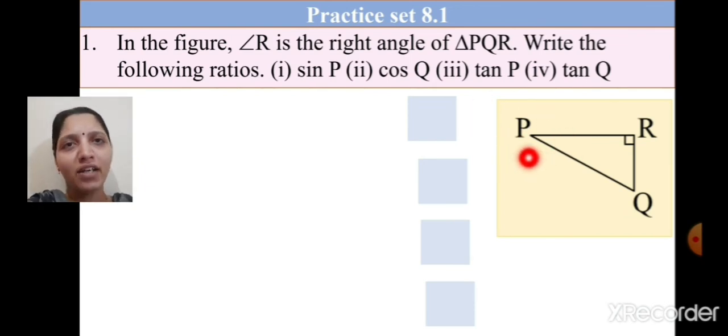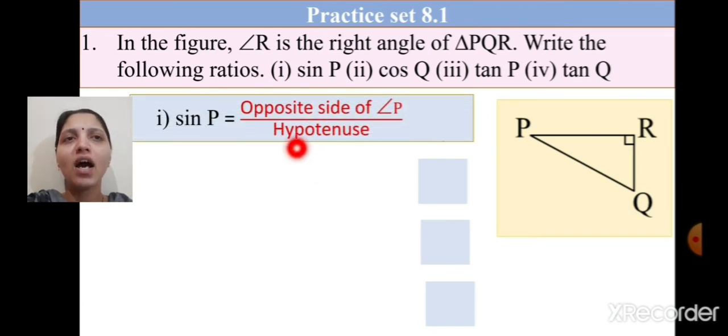So if you want to find the sine ratio, you can write here sin P. Okay, if you want to find the sine ratio for angle Q, then you will write sin Q. If you want to find the cos ratio of angle Q, then you will write cos Q. Similarly, if you want to find the tangent ratio of the angle Q, then you will write tan Q. Okay, so here first ratio what we have to find? Sin P. So that means what is the formula for sin P? Yes, opposite side of angle P upon hypotenuse.